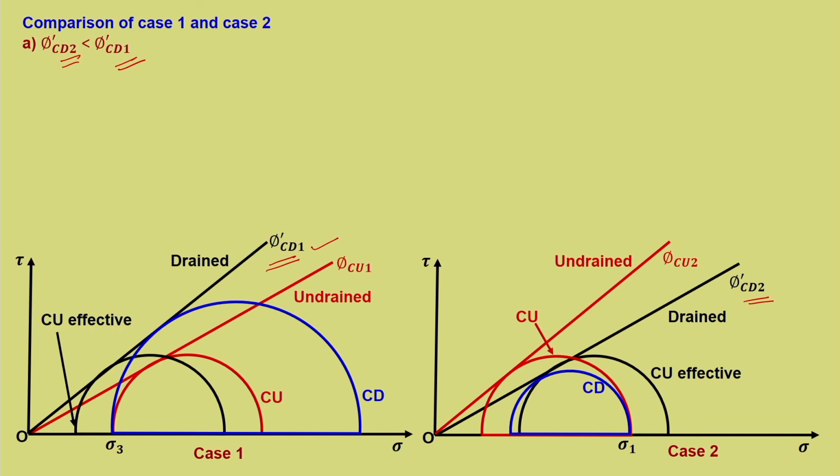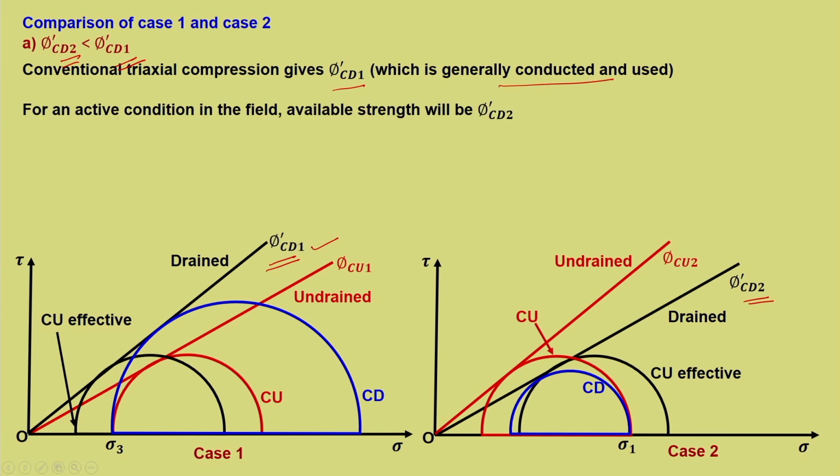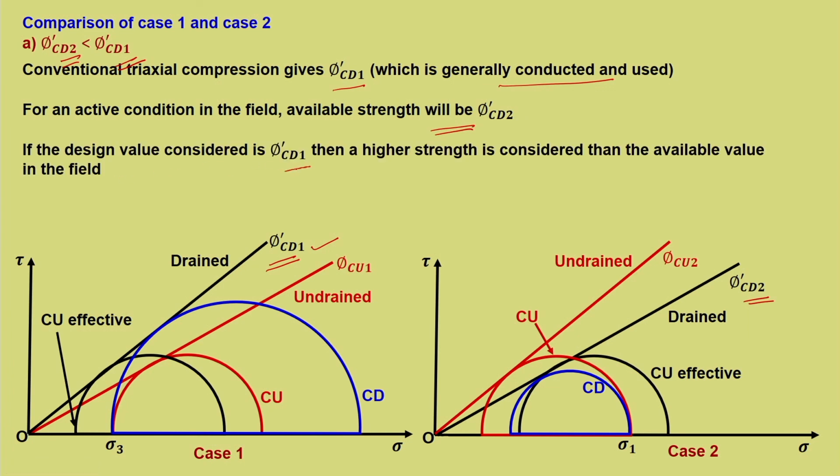So what we are doing is supplying a higher value, phi dash CD1, compared to phi dash CD2. Conventional triaxial compression gives phi dash CD1, which is generally conducted and used. For an active condition in the field, the available strength will be phi dash CD2. So if the design value considered is phi dash CD1, then a higher strength is considered than what is available in the field. These are some important aspects which we need to keep in mind. Is this going to result in some type of failure? May not be, because we always give adequate factor of safety to account for all such uncertainties. So whether failure occurs or not is not the question. What is important is that we need to perform triaxial testing which is very close to the field situation. That is the whole purpose of this discussion.